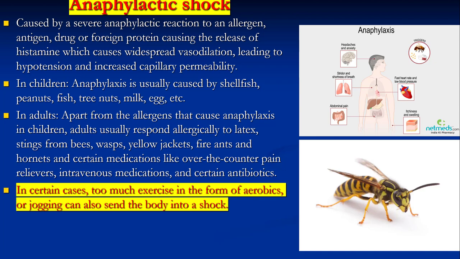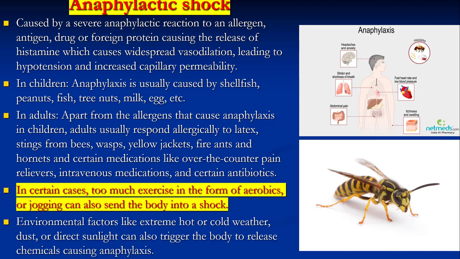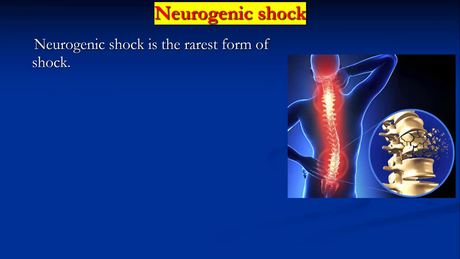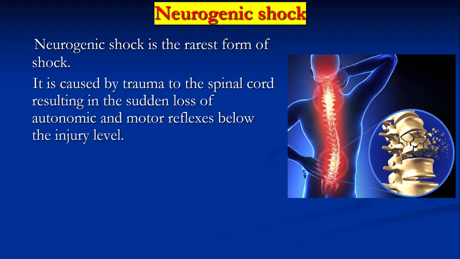In certain cases, too much exercise in the form of aerobics or jogging can also send the body into shock. Environmental factors like extreme hot or cold weather, dust or direct sunlight can also trigger the body to release chemicals causing anaphylaxis. Neurogenic shock. Neurogenic shock is the rarest form of shock.